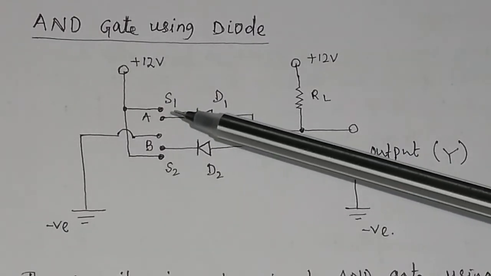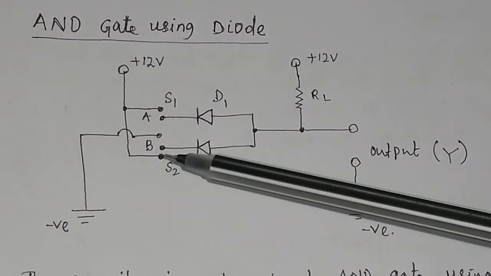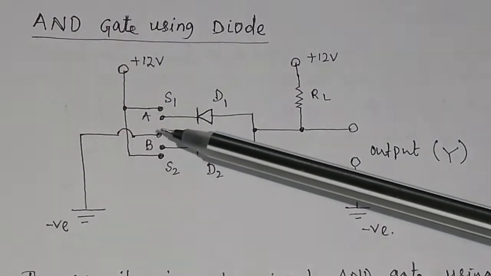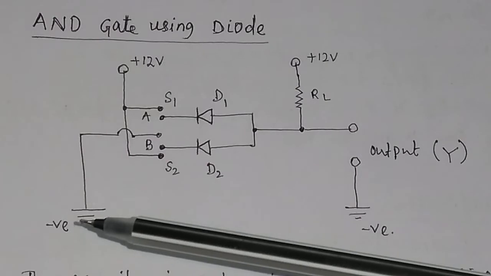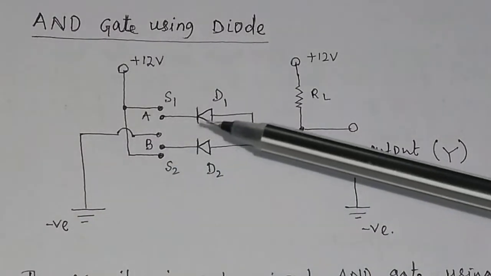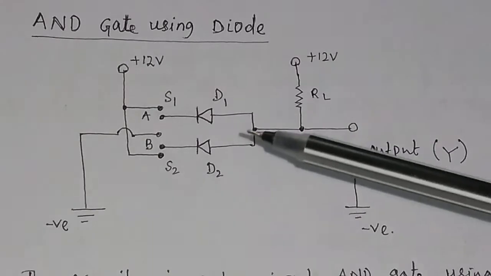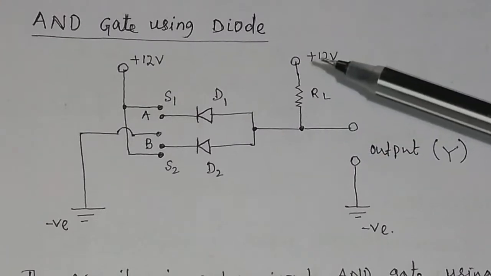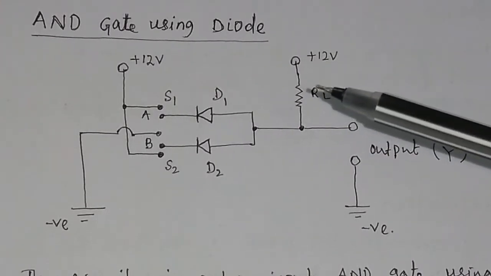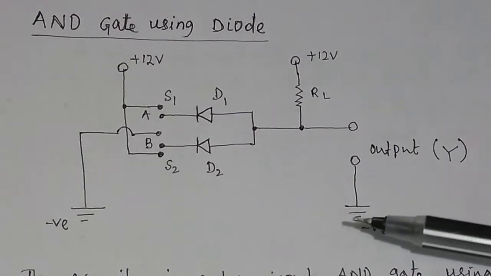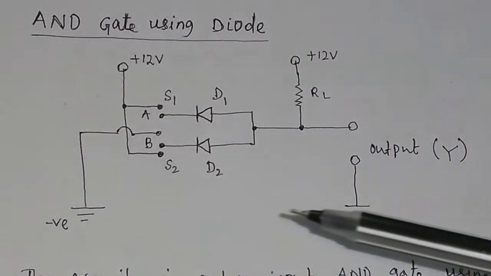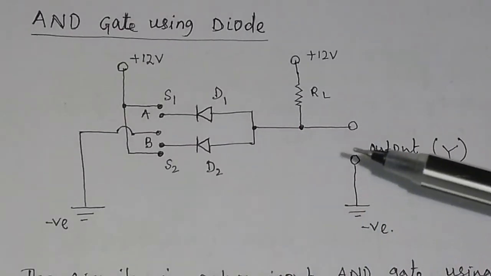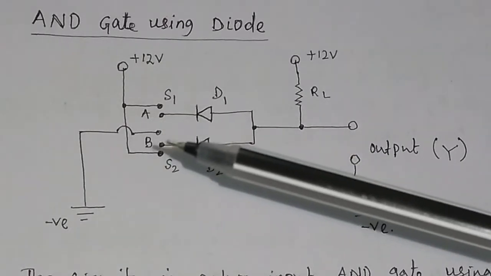This is the switch S1 and this is the switch S2, and these 2 points are connected to the 12 volt battery, and this middle point is connected to the negative terminal of the battery, and the end of the diode is connected to this 12 volt battery through this load resistance RL, and this is your output. These two are connected to the negative terminal of the battery. This is the output Y, and the input is A and B.